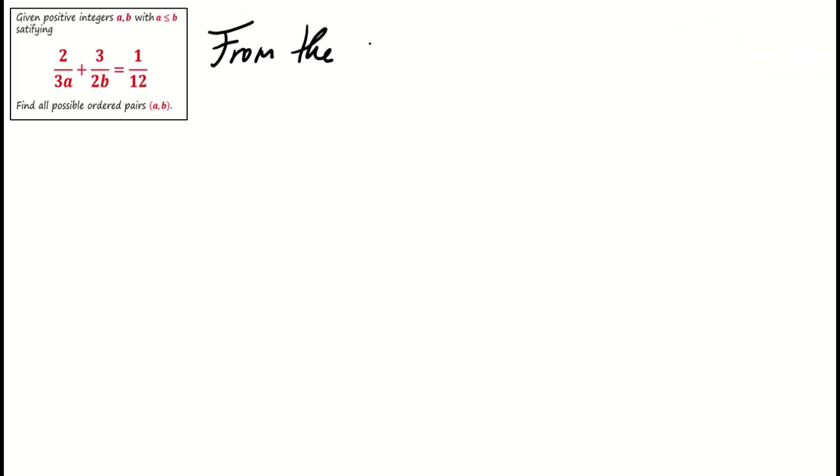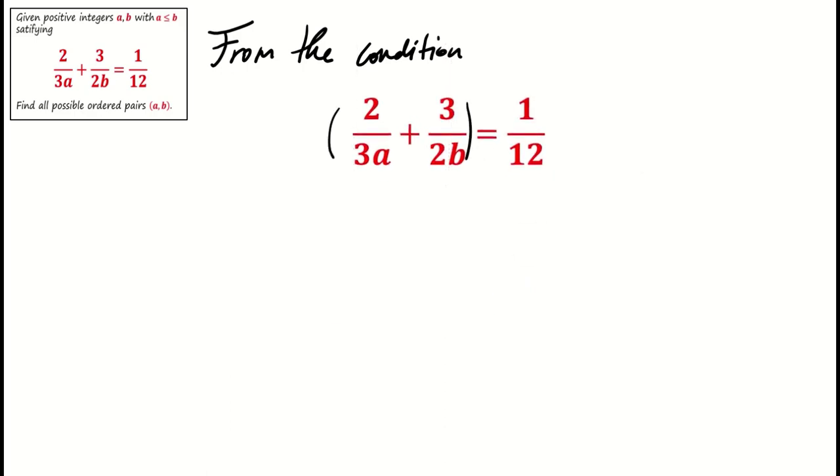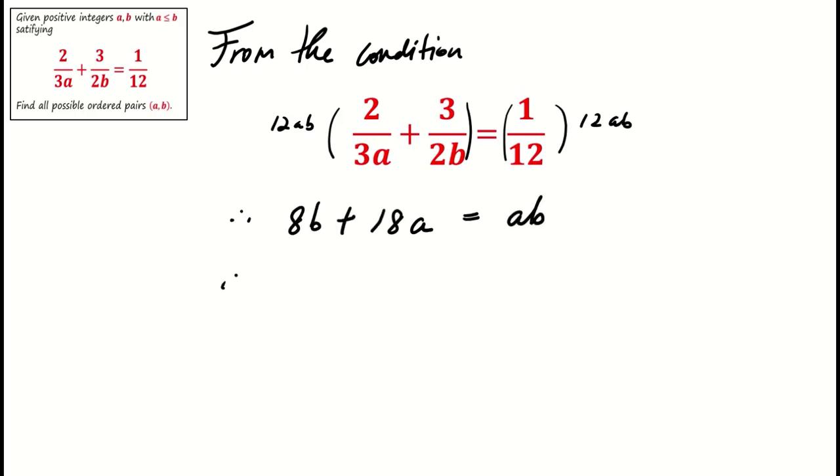From the condition 2 over 3a plus 3 over 2b equals 1 over 12, we multiply each term by 12ab, resulting in 8b plus 18a equals ab. Rewrite as ab minus 18a minus 8b equals 0.